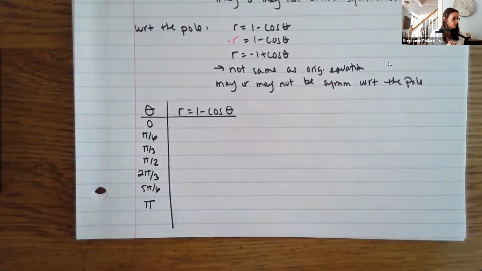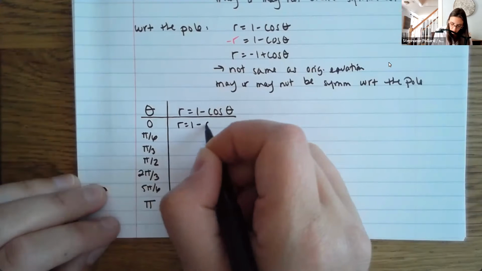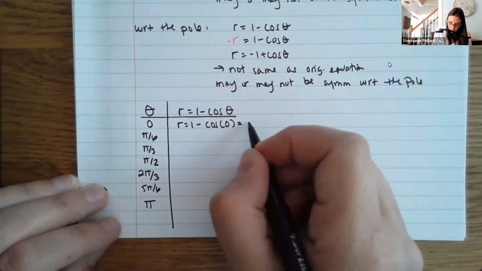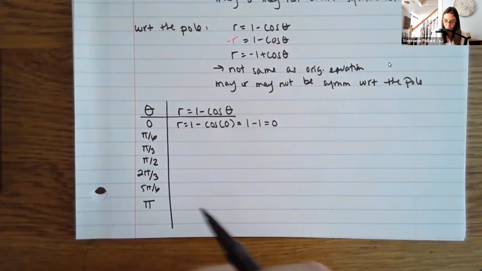I'm gonna let you do these ones on your own. So you're just gonna plug things in, right? You're just gonna go 1 minus cosine of 0. So you'd have 1 minus 1, which equals 0. So you're going to go in and plug each of these in.